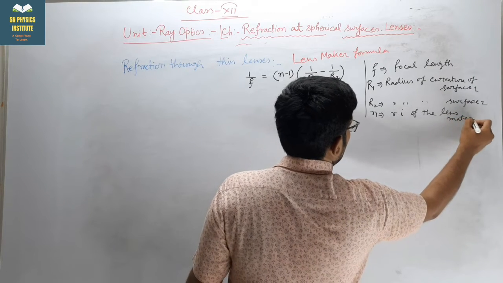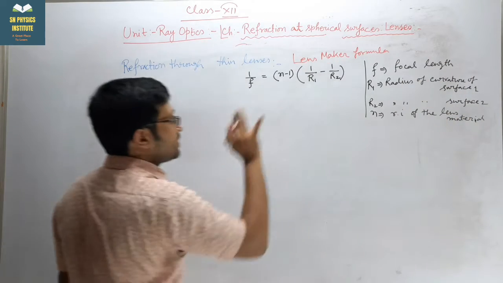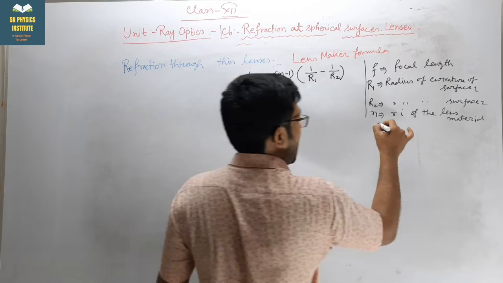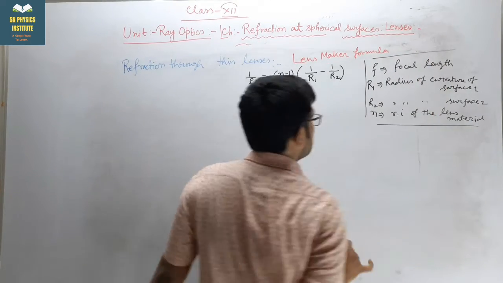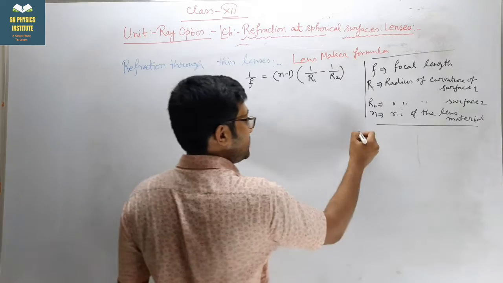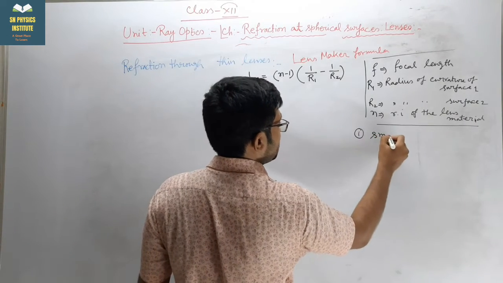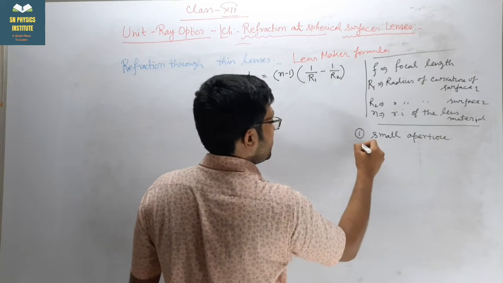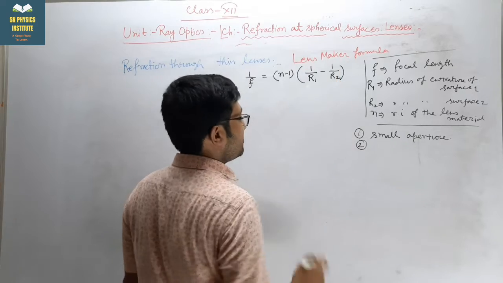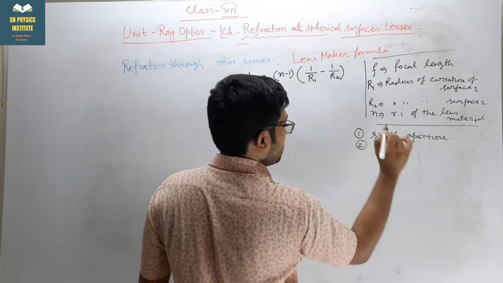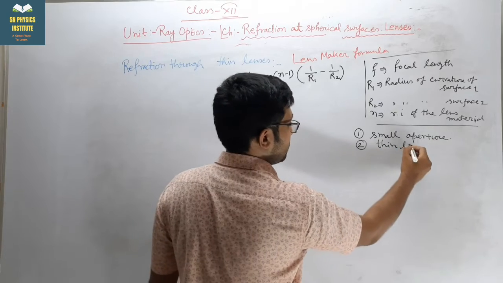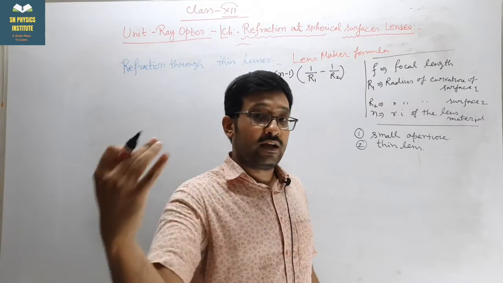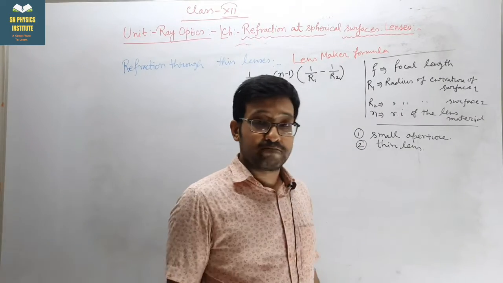So this is the lens maker formula, and how can you prove it? If you want to prove it, you have to take some assumptions. What are the assumptions? One is a small aperture. Next, the lens is very thin, so the object distance and image distance are very large compared to the thickness of the lens.